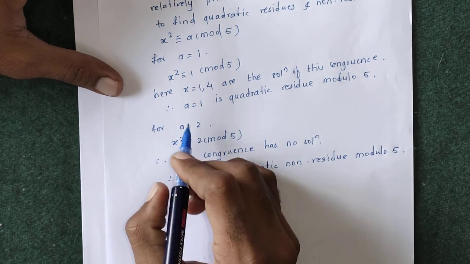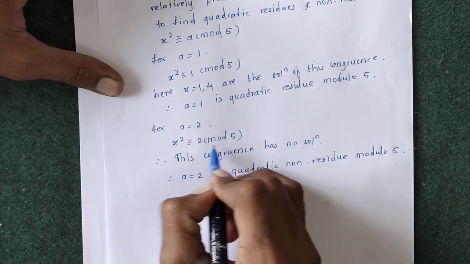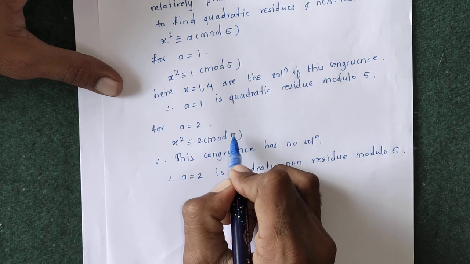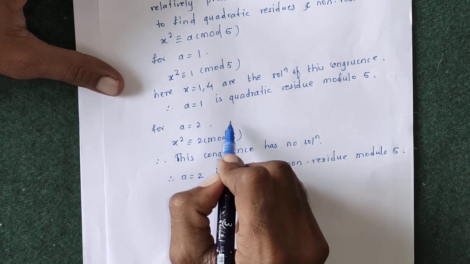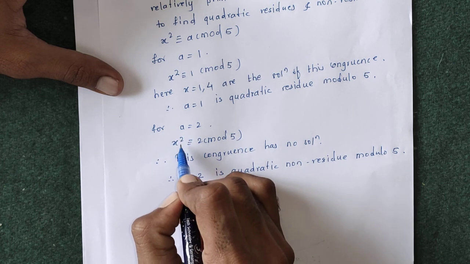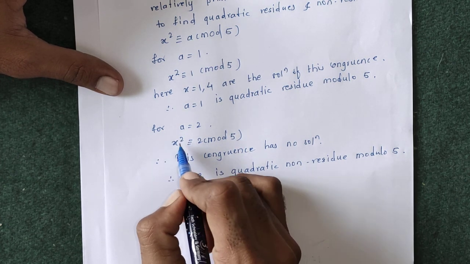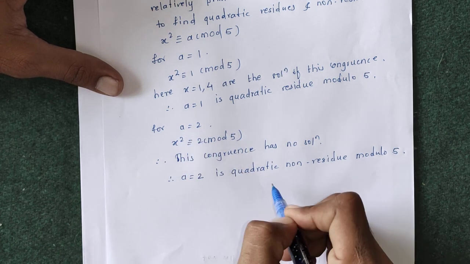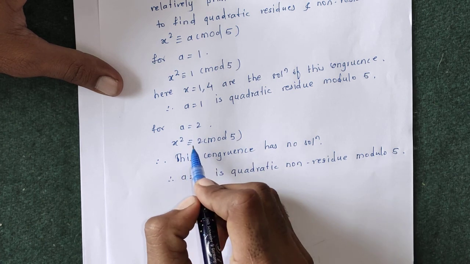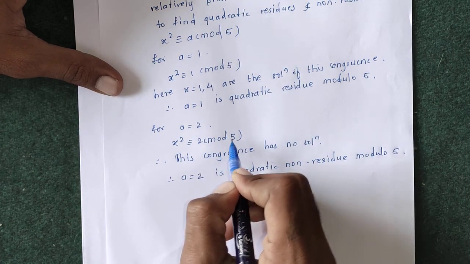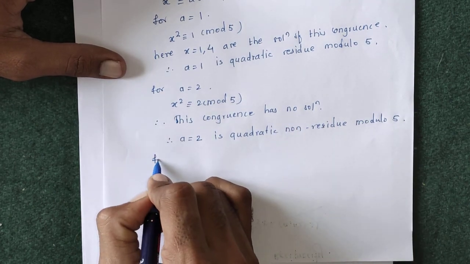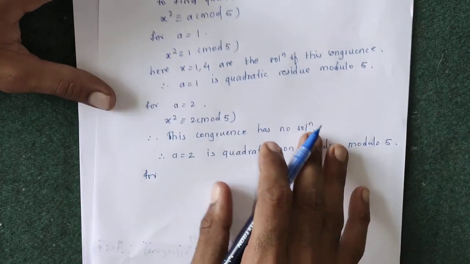After getting this congruence, we have to check for all the integers which form the CRS under modulo m. Here there are 4 integers: 1, 2, 3 and 4. So checking for all those 4 integers, we cannot get a solution. So we can say a equals 2 is a quadratic non-residue. So you have to check for each and every integer which forms the CRS under modulo m. Now for a equals 3 and a equals 4, we are again going to check.